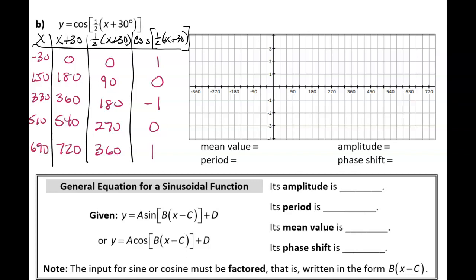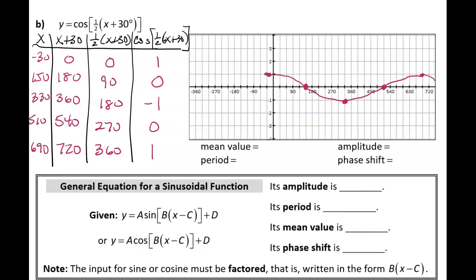All right, let's graph some points. -30, 1, 150, 0. Let's see, where's 150? There we go. 150 is 30 degrees prior to 180. And so 330, -1, and 510, 0, and 690, 1. And we can connect that with a smooth curve.